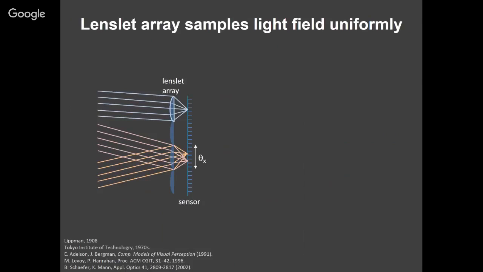I think probably most of you have seen this before. When you get light coming in at different angles, it hits different parts of the sensor. This is basically the identity matrix version of measuring your 4-dimensional light field. So you take your 2-dimensional sensor and you multiplex angles and spatial measurements into this 2D thing.